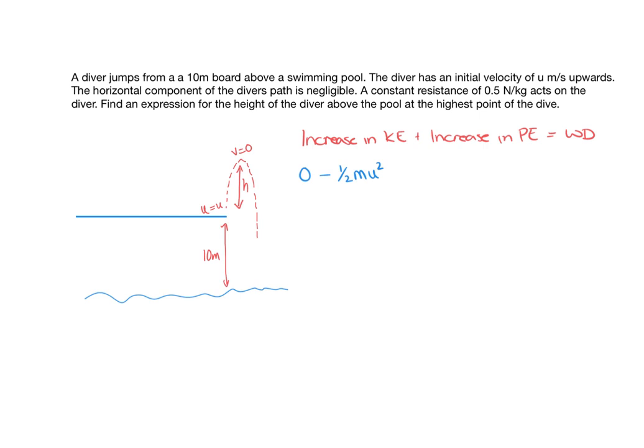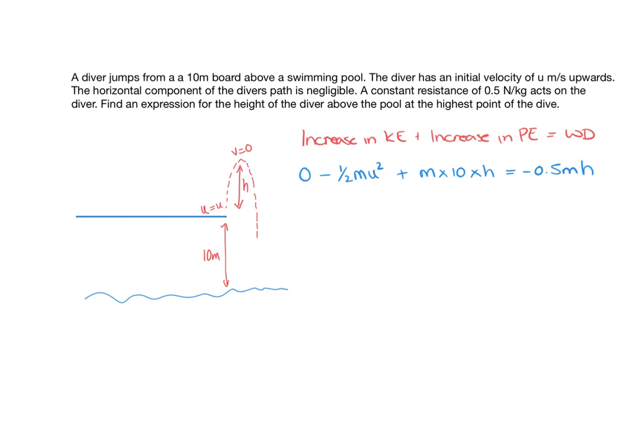Now for the increase in potential energy, we're going to use mgh. So I'm going to use 10 for my value of gravity, and h is the distance I'm trying to find for that jump. Now my work done is equal to my force multiplied by my distance. Now the force given to us is in newtons per kilogram. So this means that the force acting on the diver is going to be 0.5 m if we're using m as their mass. So this means that the work done is going to be equal to 0.5 m multiplied by the distance that they're travelling. So let's use that as h.